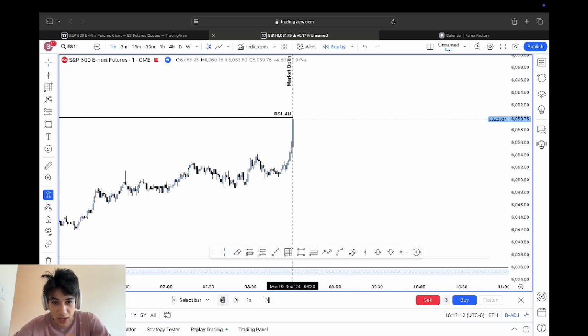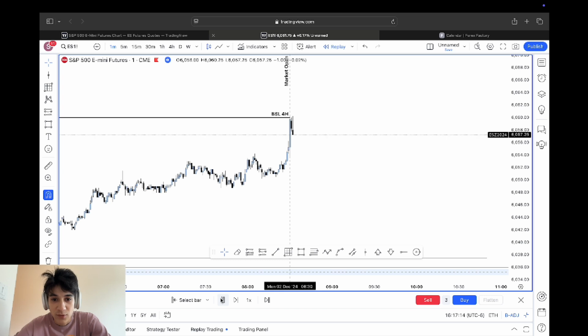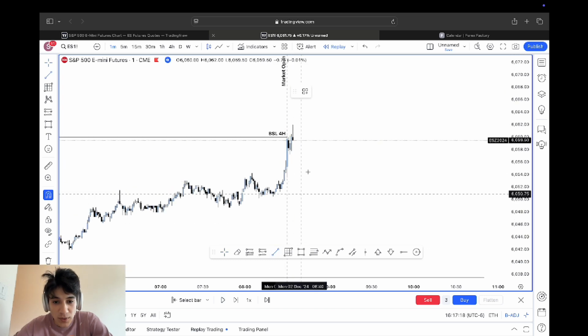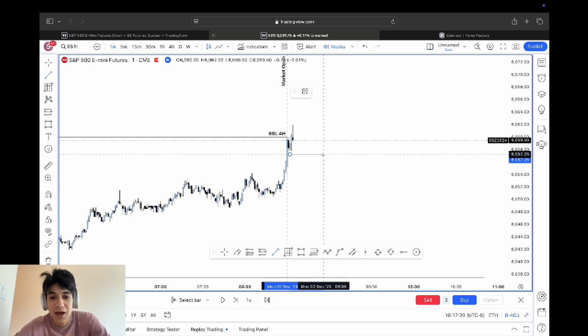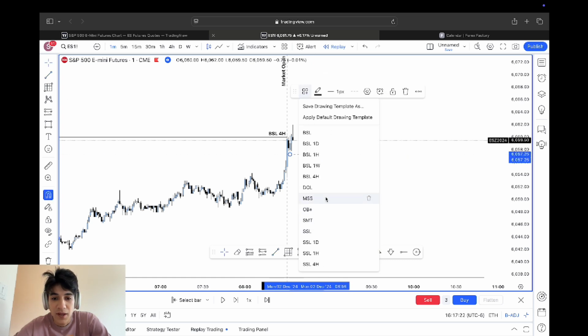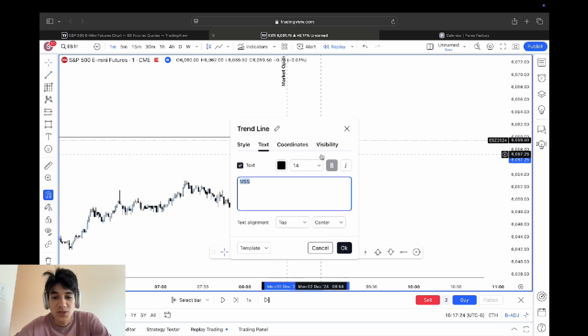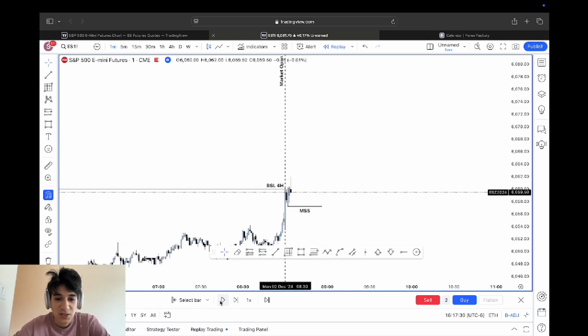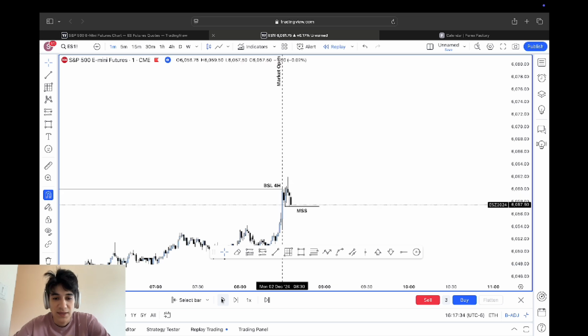So as we played out, what do I look for? A market structure shift, which we see. We now have our market structure shift line placed, and now I'm just watching this, seeing what price does here. If price just continues up, I'm not really taking a trade. And we see that we get kind of a move down.